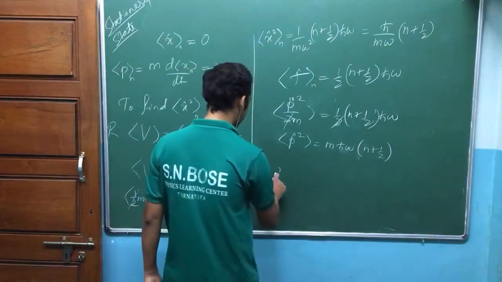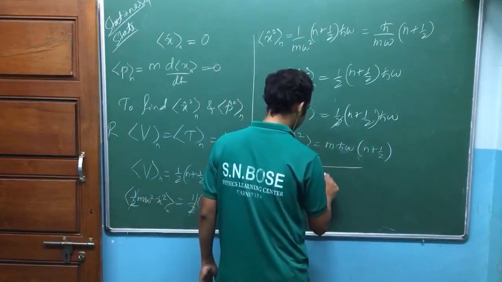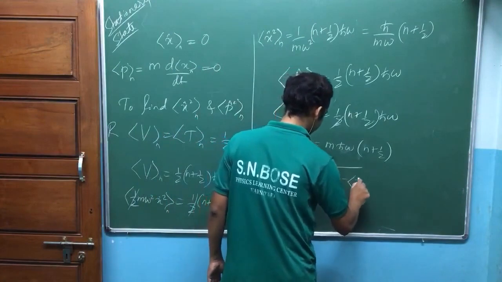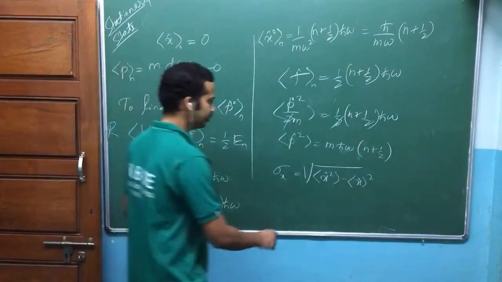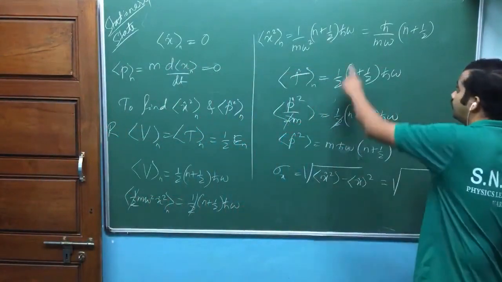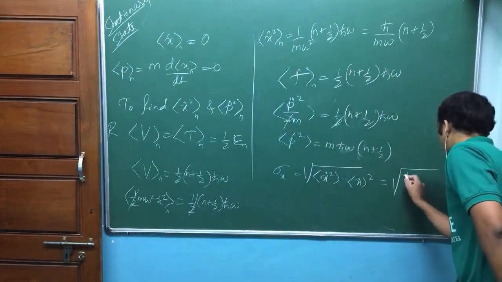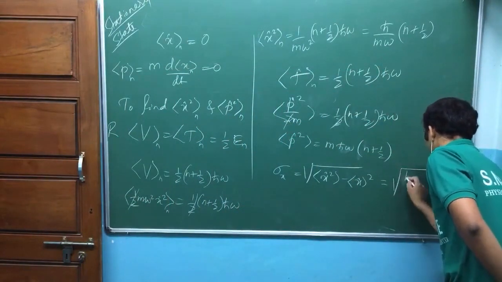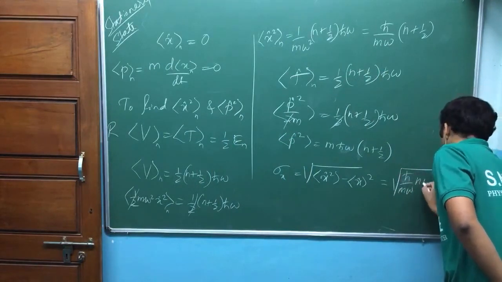So now let me find sigma x here. What is this one? Is that okay? So this is equal to 0. So that's why this is equal to the square root of this one, am I right? X cap square. What is this one? h bar by m omega, into n plus half.